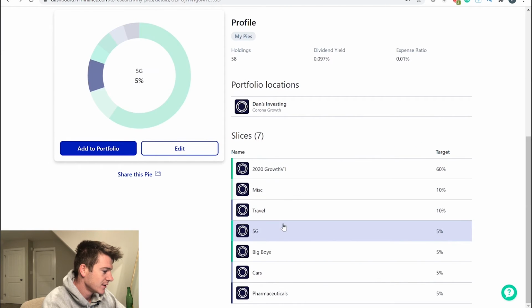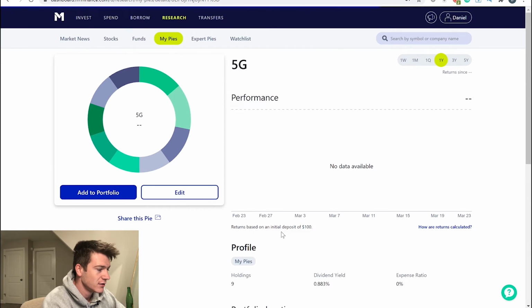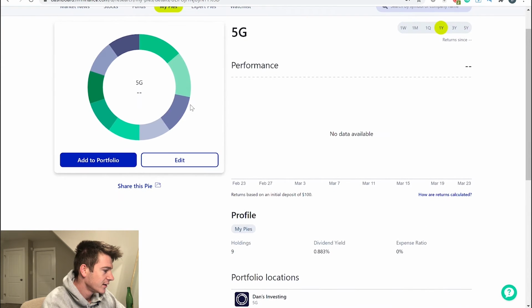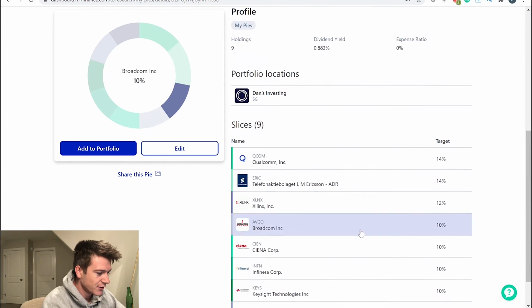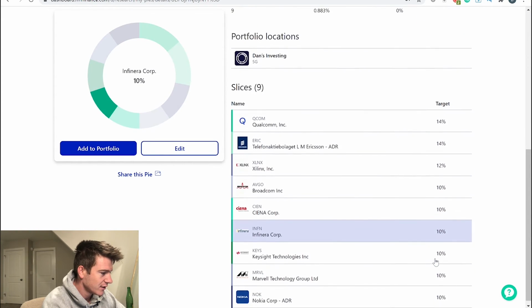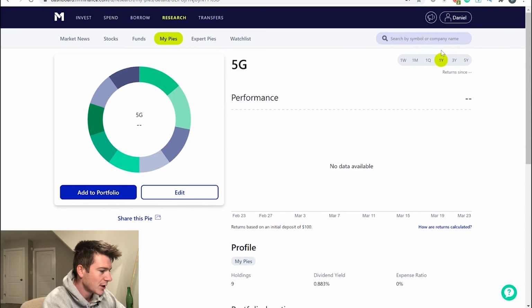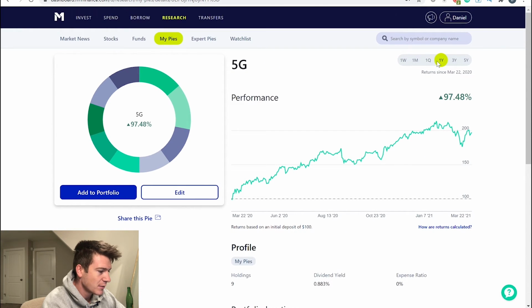Now let's see, what's another one? 5G. So on this one, I had specific holdings: Qualcomm, Nokia, Marvell Tech, Keysight Tech, Infinera Corp, Ciena Corp, Broadcom, and you can see the different percent weights I have here. Now we look at the 1-year return on that. 97.4% return. Let's go back.